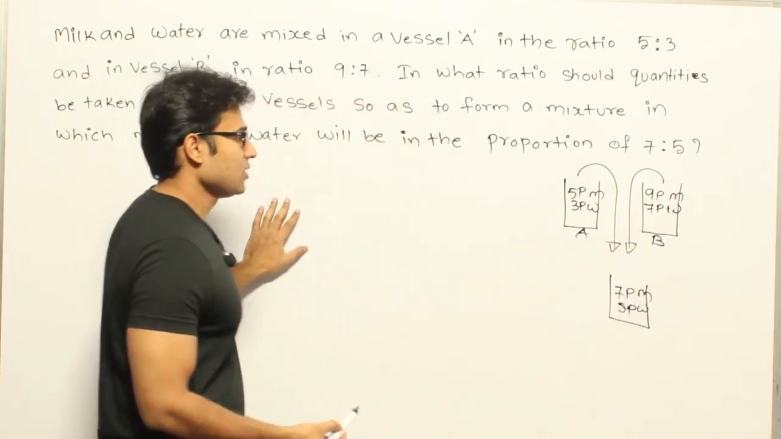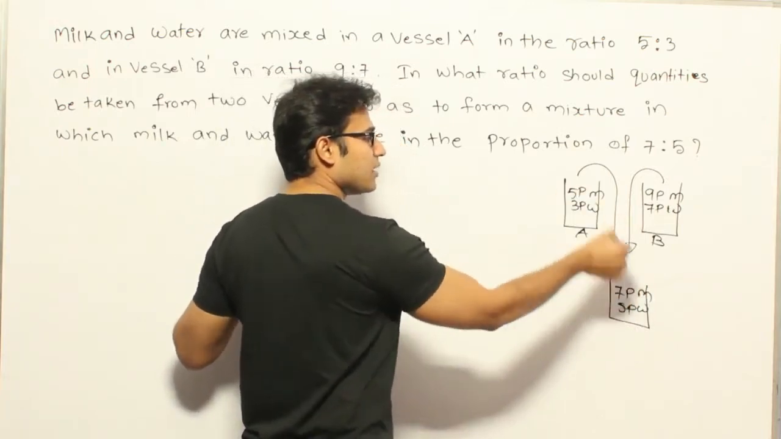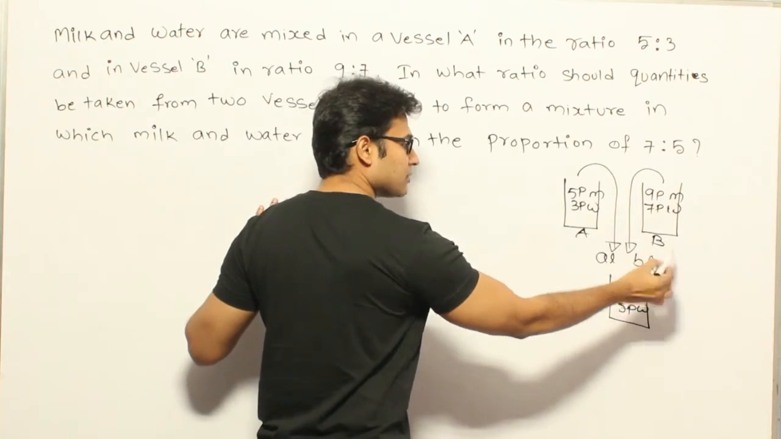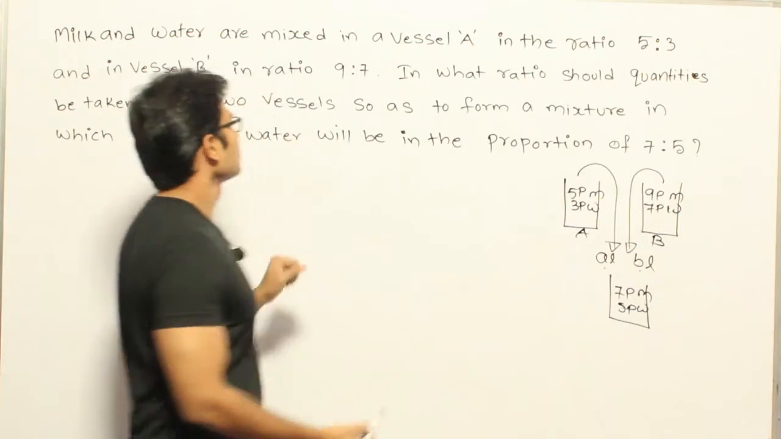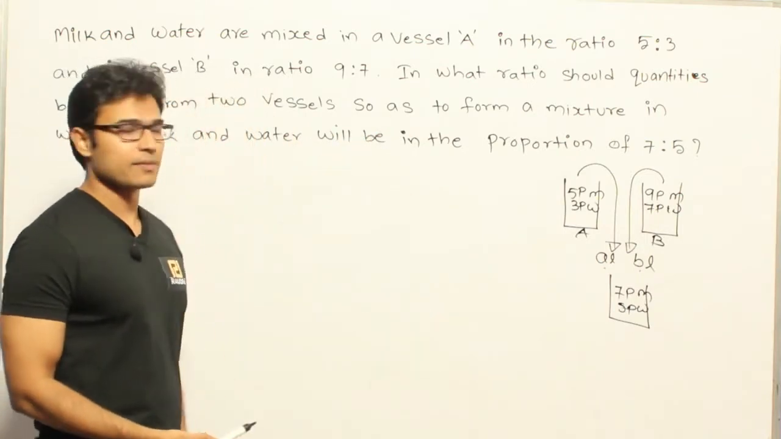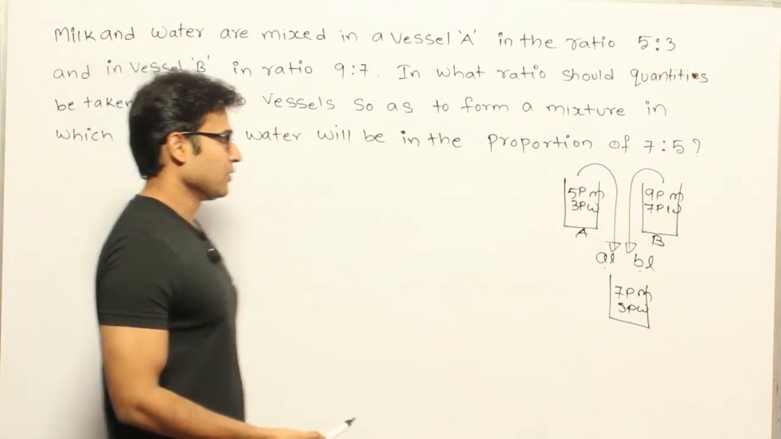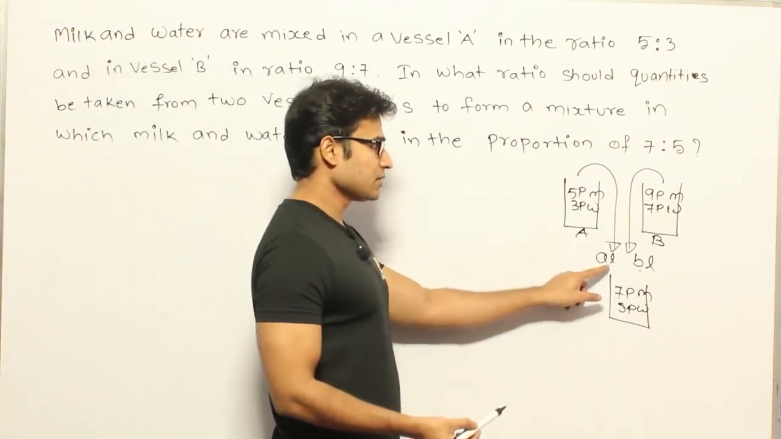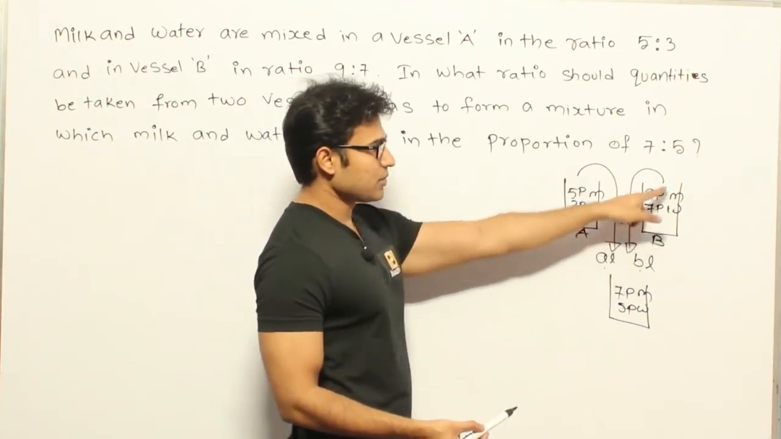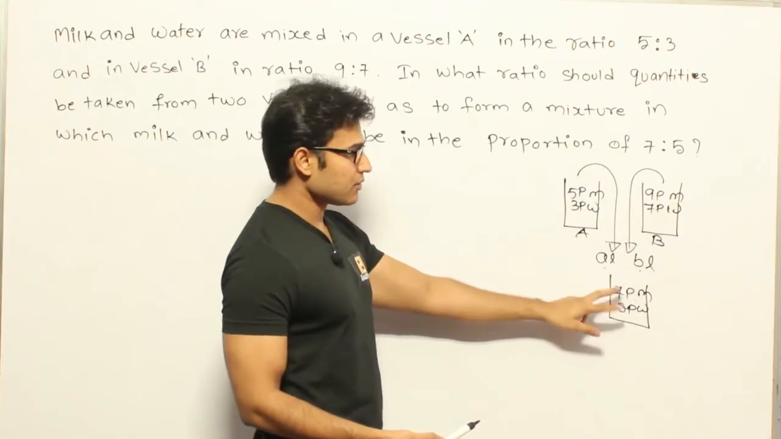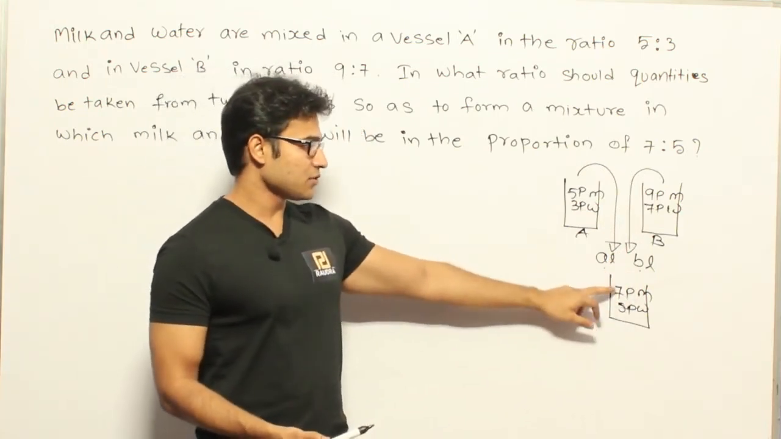If you assume that you are going to take A liters from A and B liters from this one, then they are asking what is the ratio of A to B, right? In what ratio should the quantities be taken. Now how to solve it? There are various ways to solve it. If you assume that A liters is what you are taking from here, you can find out the total milk coming from here and the total milk coming from here, and then the remaining will be water. Therefore you can use the fact that the milk to water ratio has to be 7:5.